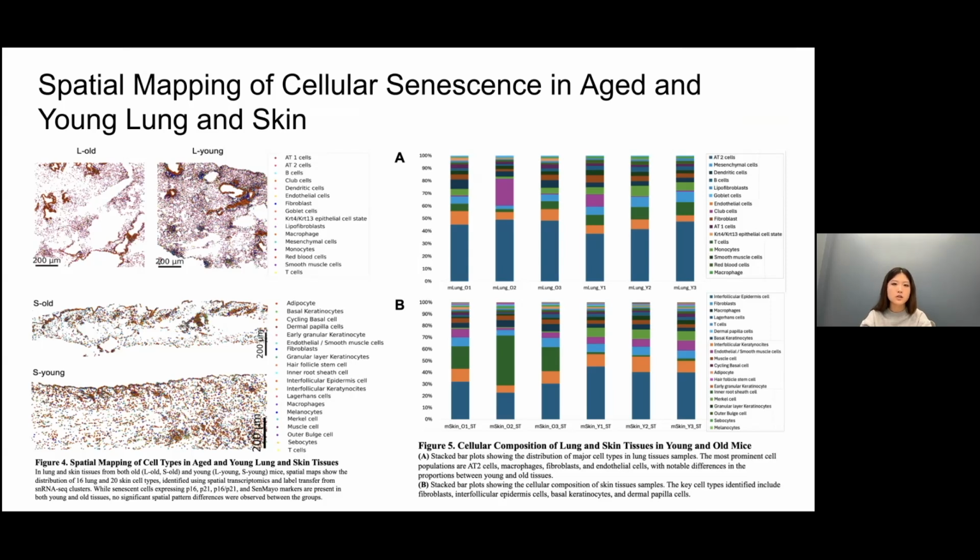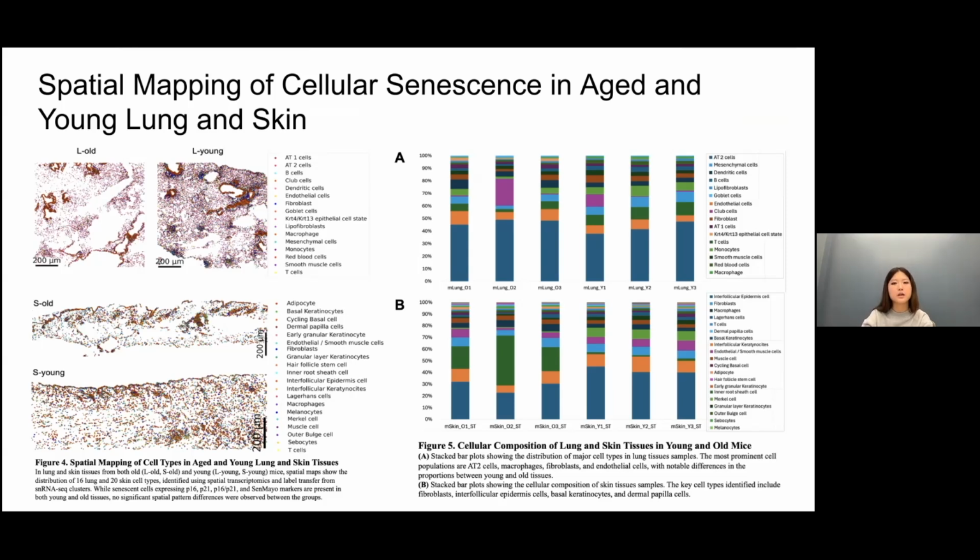the composition, and in panel A, the bar plot shows the major cell types in the lung tissues. And the most prominent populations are the AT2 cells, macrophages, fibroblasts, and endothelial cells. And these plots allow us to compare the proportion of different cell types between the young and old lungs. While some are different in proportion, the overall cellular makeup remained consistent across age groups.